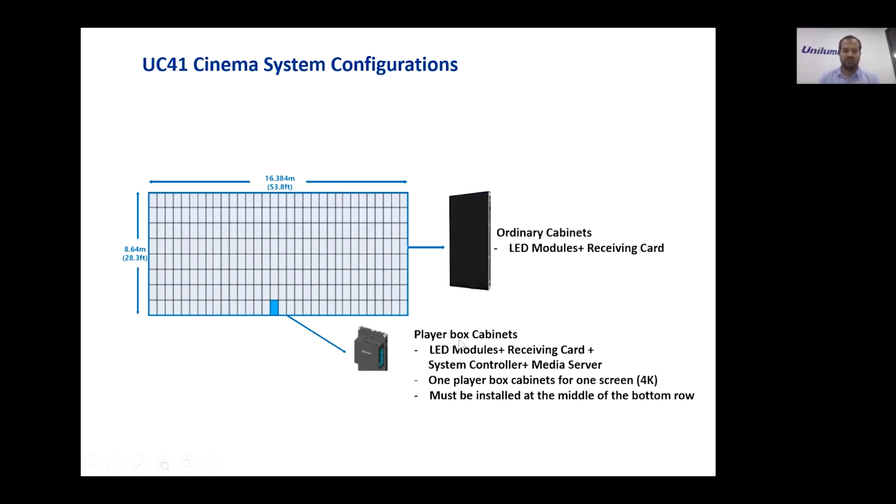Now the player box cabinet, this cabinet has to be placed here in the middle. This is how we designed it. The LED modules and receiving card, system controller, media server, one player box cabinet for one screen, 4K. So if you have the screen and you don't want to put it here, then the system just won't work. This is how Unilumi designed it. And to make it happen, you have to place it here. Must be installed at the middle of the bottom row.